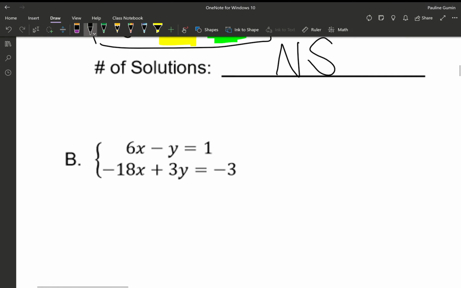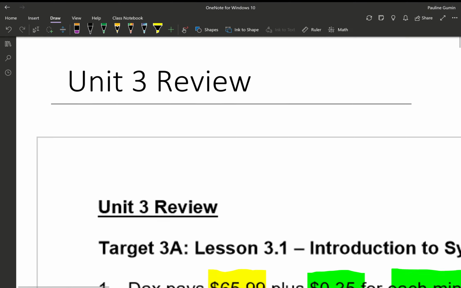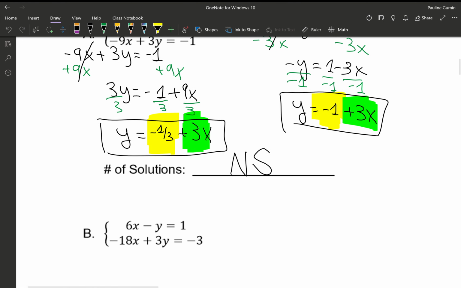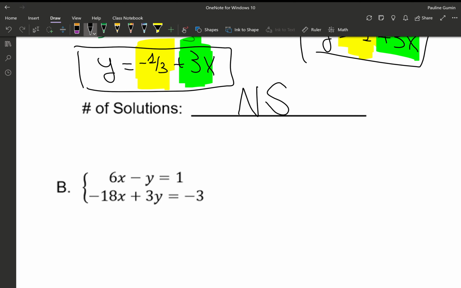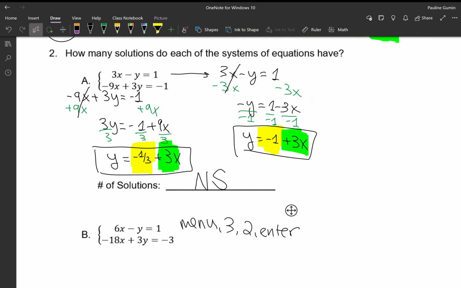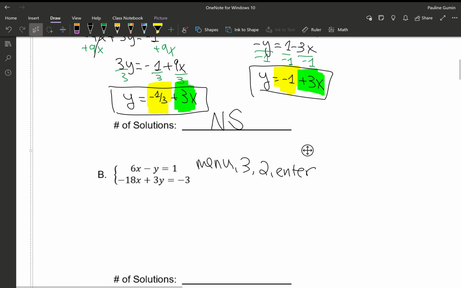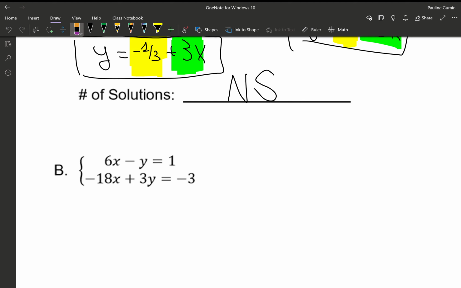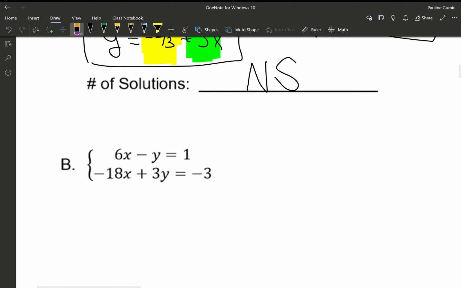Let's do the same thing with letter B. All right, there we go. So just like in letter A, you can plug this into your calculator, following the steps of clicking menu, then a 3, then a 2, then enter, putting in both of your equations and clicking enter again. Now, in letter A, if you did that, your calculator would quite literally say no solutions. So you would know right away without having to do the legwork on your own. But let's say again for letter B, we don't have our calculators present. How would we do it?